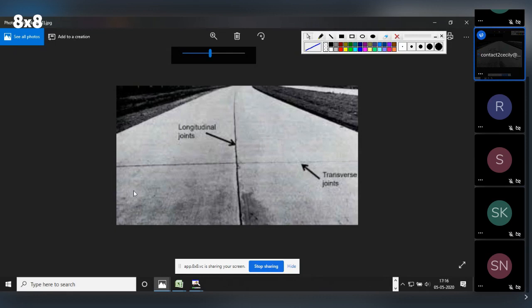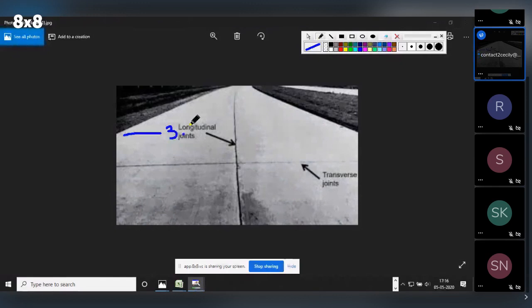Two lane means this one lane will be of width how much? 3.5 meter, right? One lane will be of 3.5 meter width, from here to here. This is the width of one lane, and this is another lane. Now see, traffic will move in which direction? It will move like this, either this way or like this, in this manner.